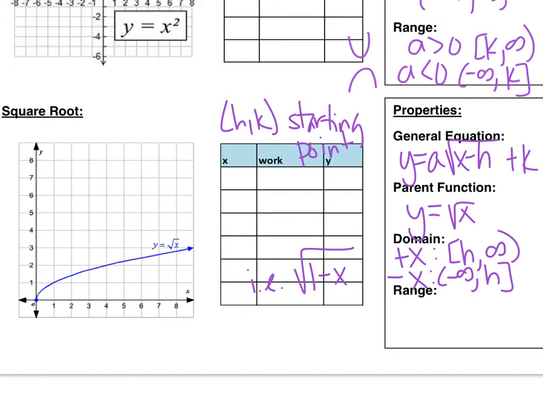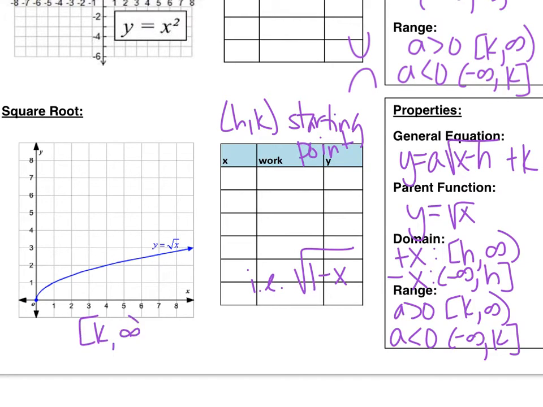And then for the range, if a is greater than 0, you start at k and go to positive infinity. If a is less than 0, you come up from negative infinity, you stop at k. So the example on the left would be an example of where you start at k and go to positive infinity because we are going in the upwards direction. So that means a is positive.